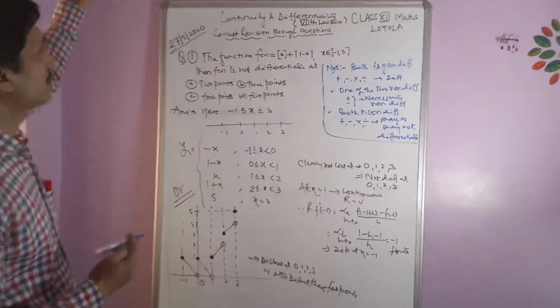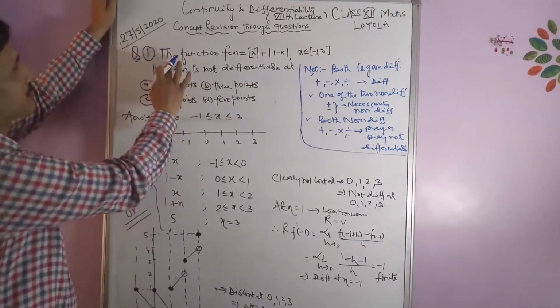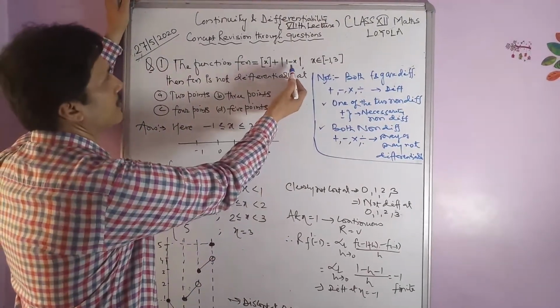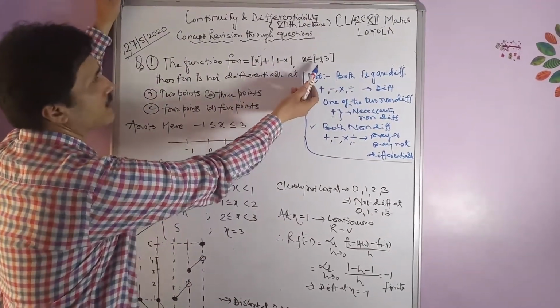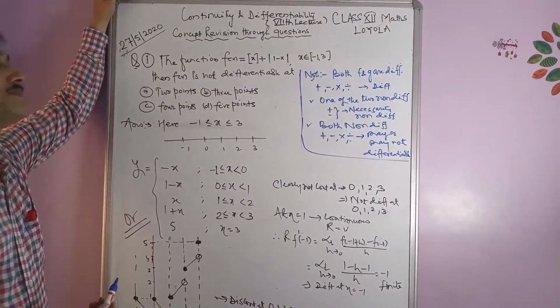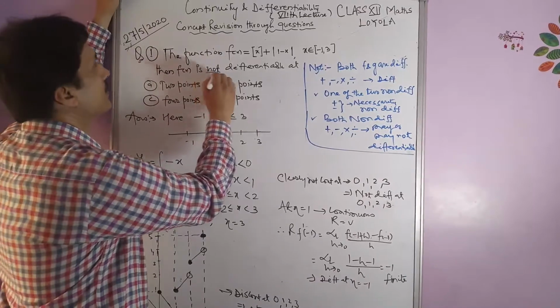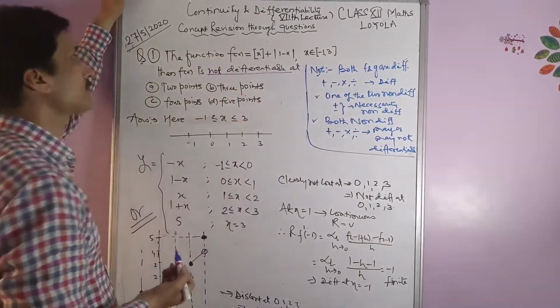Here, a question: the function f(x) equals integral part of x plus modulus of 1 minus x, where x belongs to the closed interval -1 to 3. Then f(x) is not differentiable at.